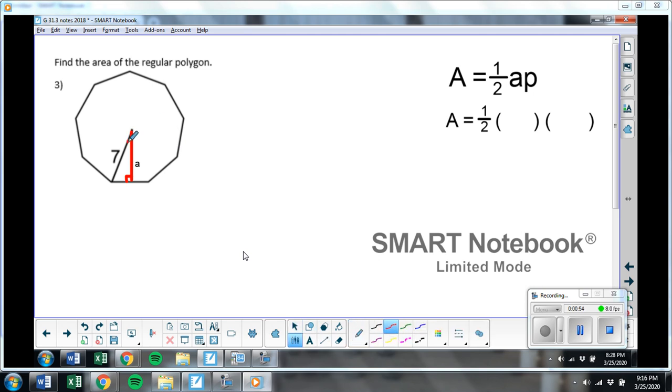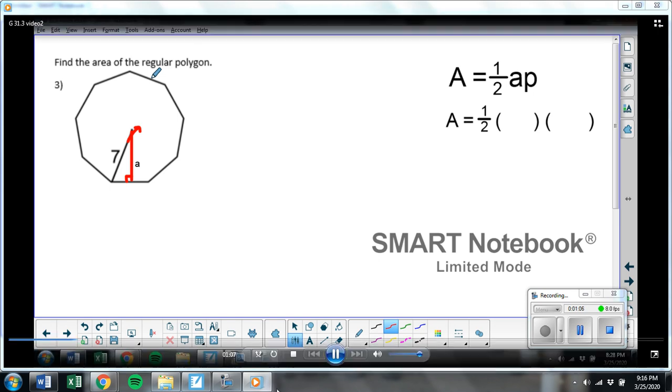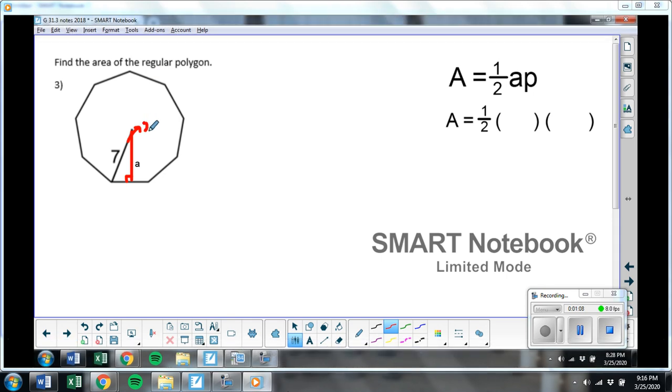So just like we did in the other examples, you need to find that angle. To find it, we take 360 divided by how many sides we have, so count them up. We have 9 sides. 360 divided by 9 is 40, divided by 2 is 20. That's how I get that angle. 360 divided by 9 sides, then divide by 2.